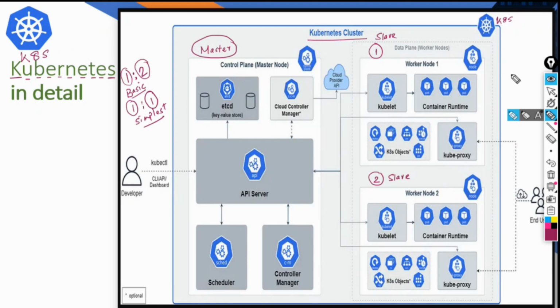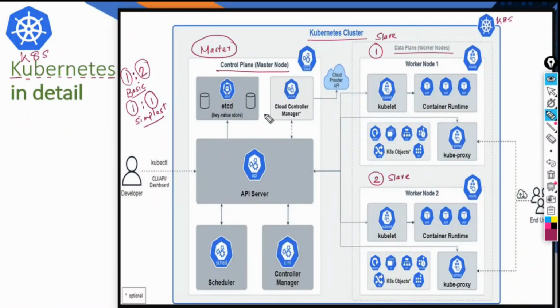So once you have established a cluster of one master and 2 slaves, then actually you have installed the control plane on the master node and the data plane on the worker nodes. Data, because they will hold the pods or the containers, the applications. That is why it is called the data plane. And this is called the control plane because it controls.